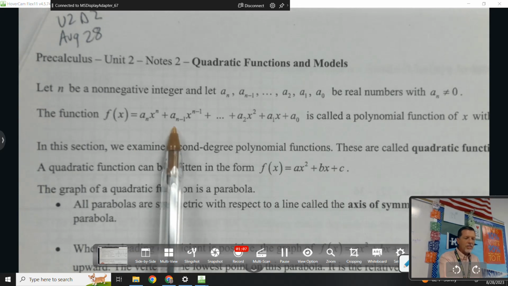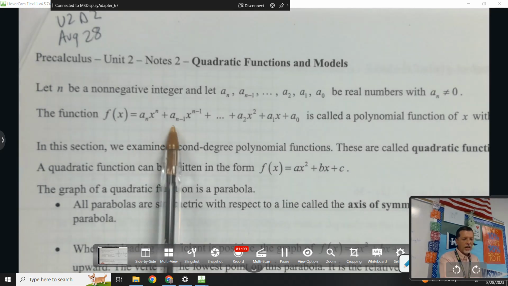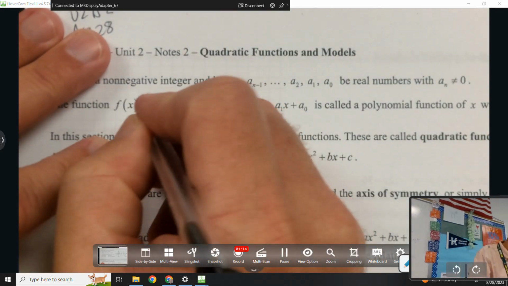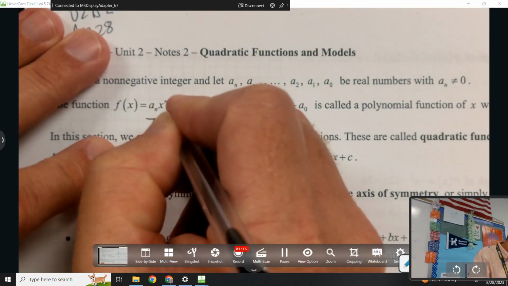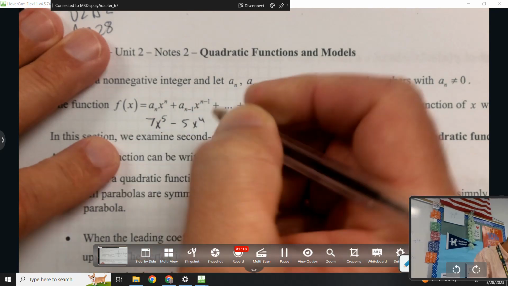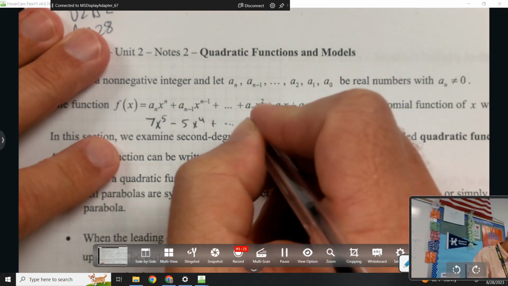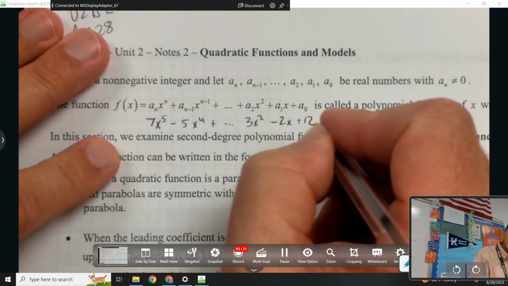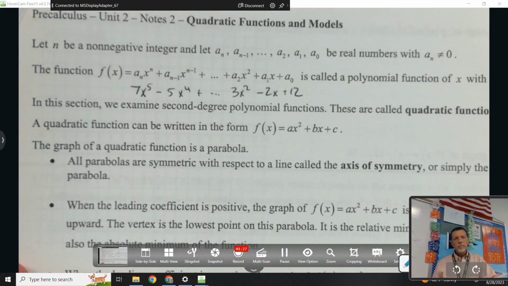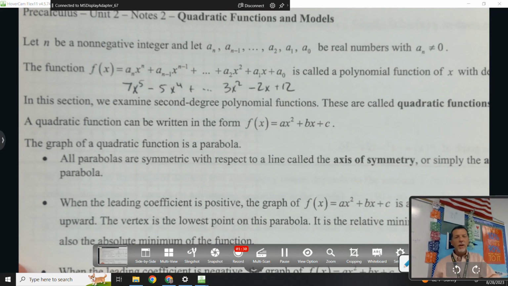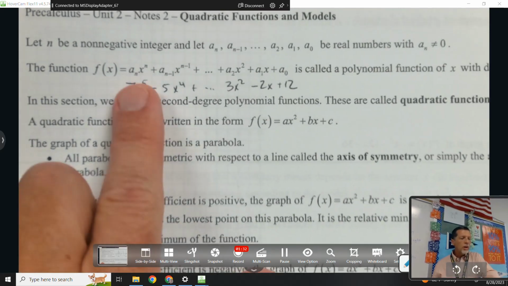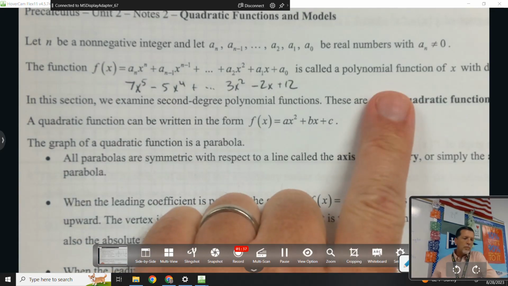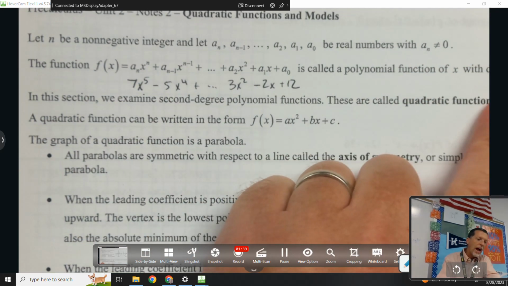But all the a's are just coefficients, and those x's are descending by 1. So, maybe it's 7x to the 5th minus 5x to the 4th plus 3x squared minus 2x plus 12. Who knows? So don't be intimidated by all the letters there. Learn to read and understand the math terminology. That's a polynomial with degree n, right? The highest power is the degree.